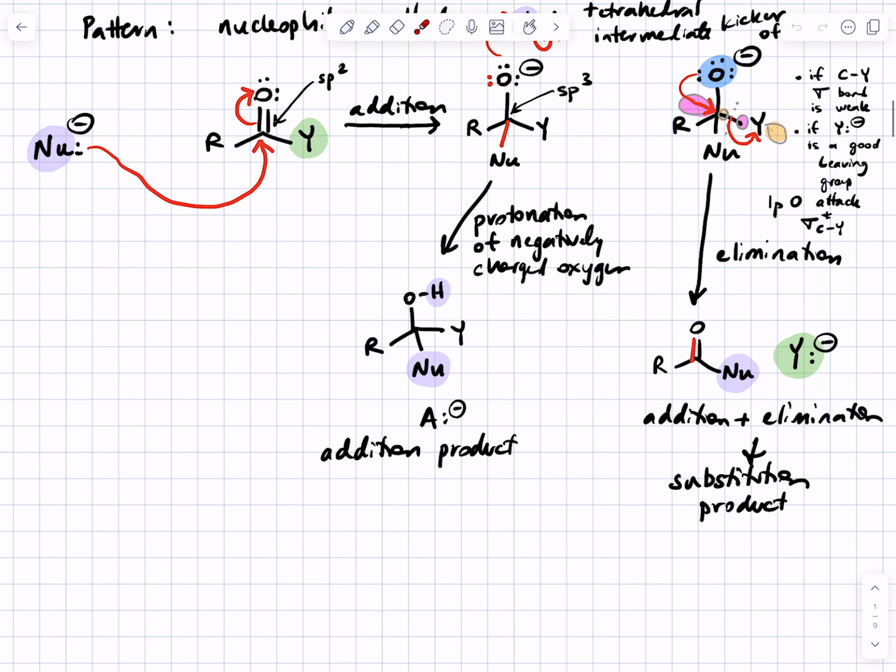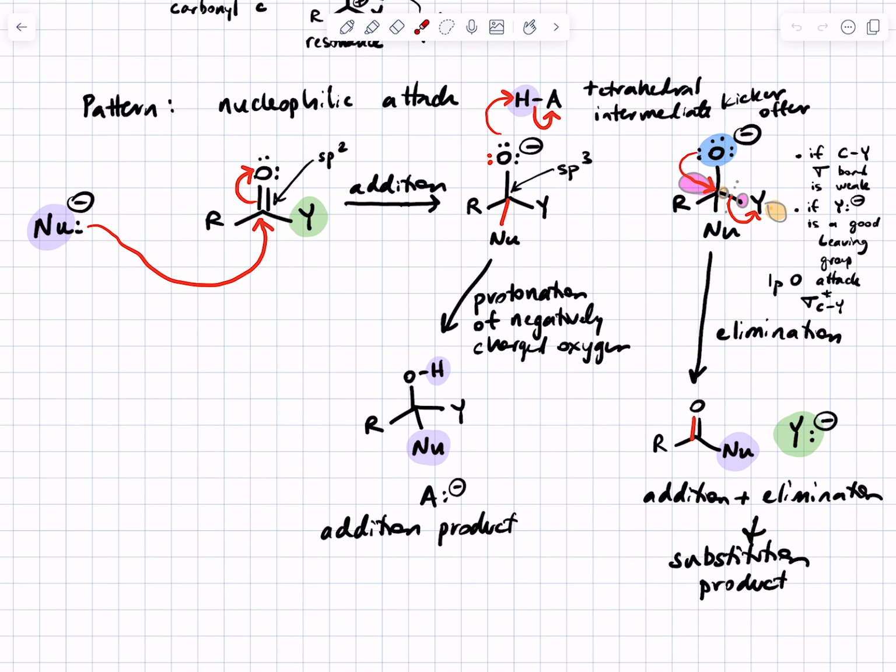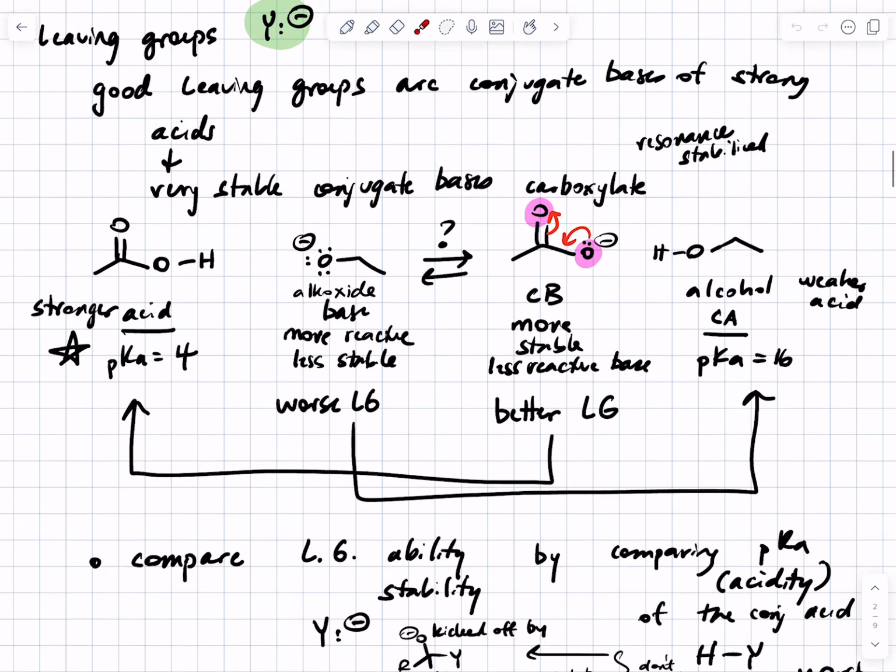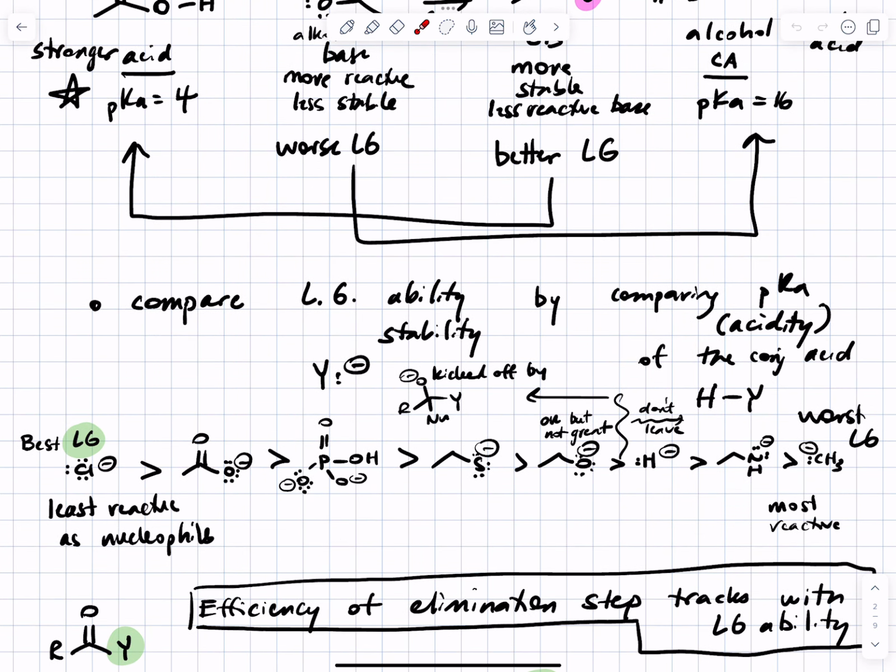Notice that in the elimination step, a negatively charged oxygen kicks off the Y group, which ends up with the electrons from the carbon-Y group bond. So if the Y group that leaves is as stable or more stable than a negatively charged oxygen, then probably this elimination step is good to go. So we've said that leaving groups on this side of the alkoxide are probably good to go for elimination reactions. Leaving groups down here, not so much.